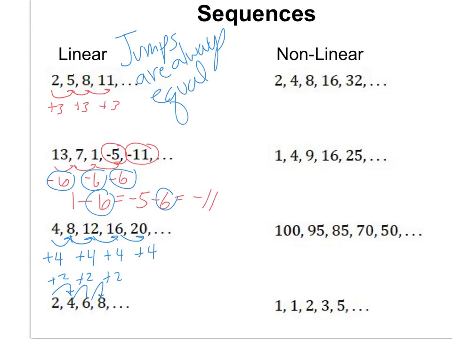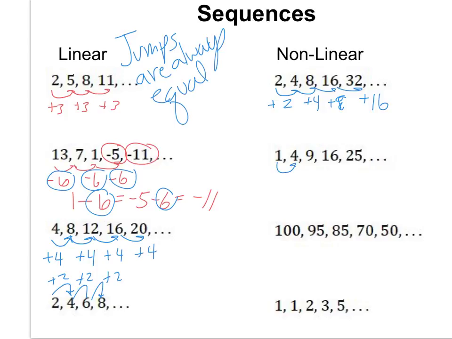In the nonlinear, your jumps will be sporadic. So there will not be any consistency to them. If we look here, 2 to 4, we're adding 2. But from 4 to 8, we're adding 4. And from 8 to 16, we're adding 8. And from 16 to 32, we're adding 16. So it's not a constant jump each time.